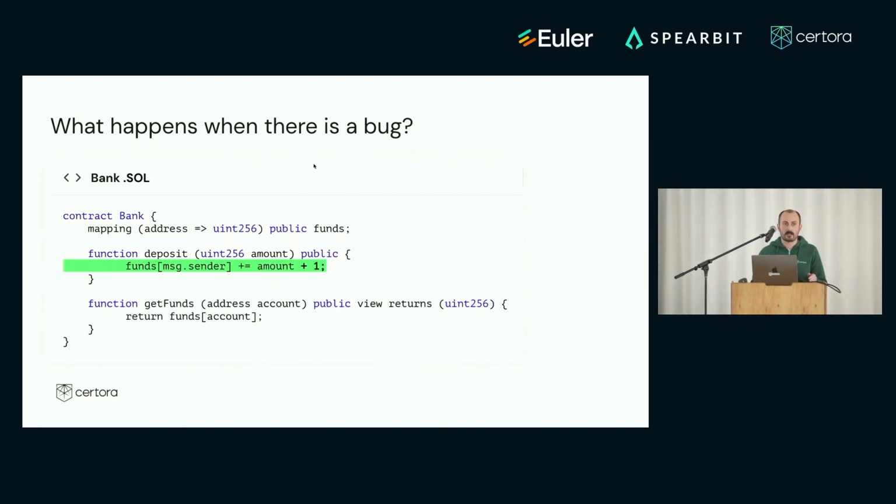So let's see what happens when there is a bug, though. And to do this, let's just introduce a really simple bug that just deposits amount plus 1 instead of the intended amount.